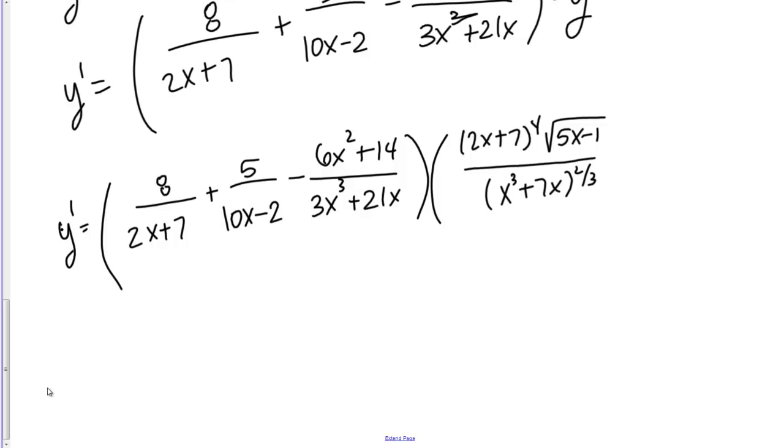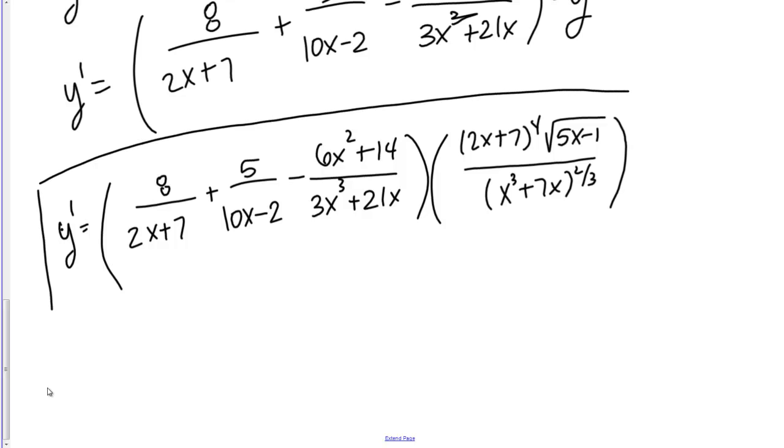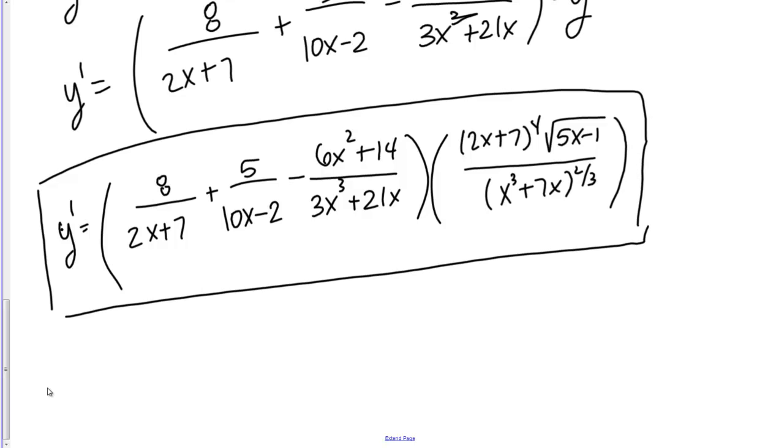So perhaps there could be a problem where this would be easily simplified, but usually it's going to be pretty messy, so you'll probably just want to leave it in this form. And this is my derivative, which is also f prime of x. So this is how you do the process of logarithmic differentiation.